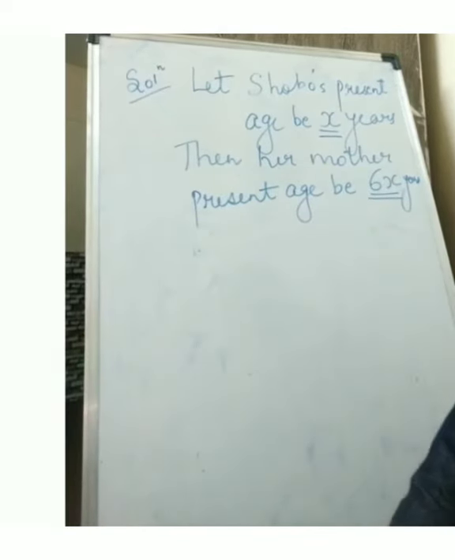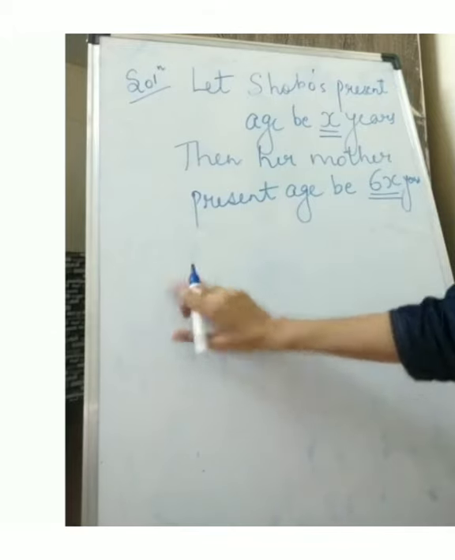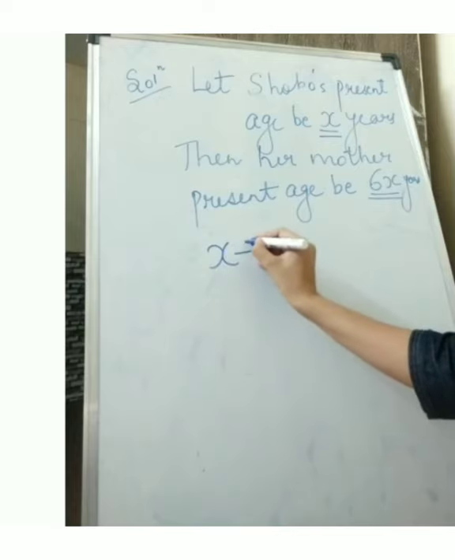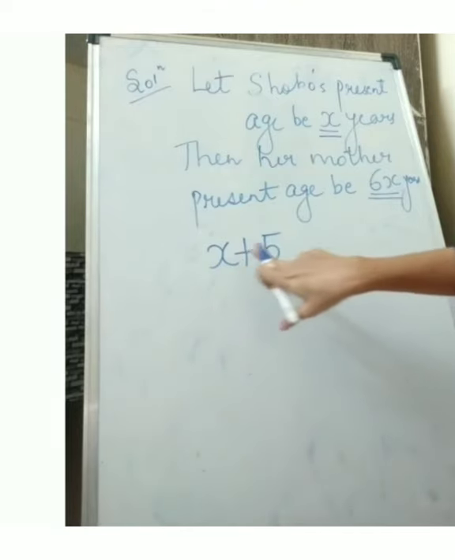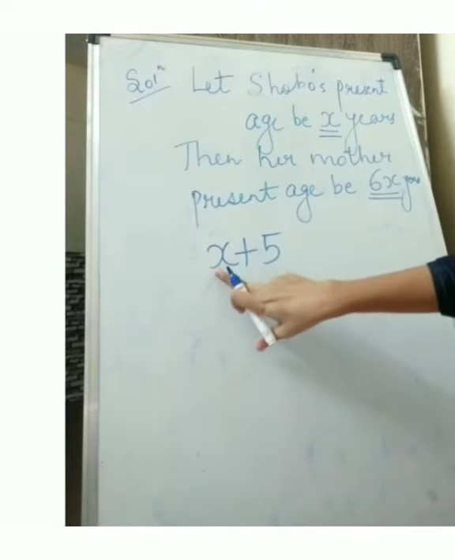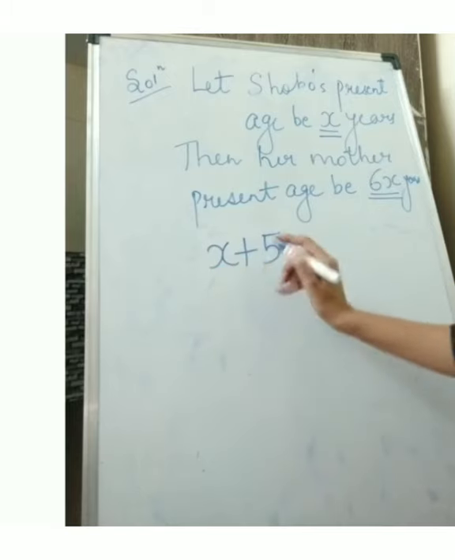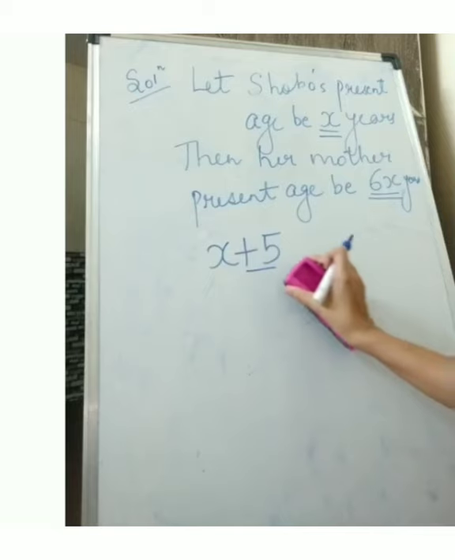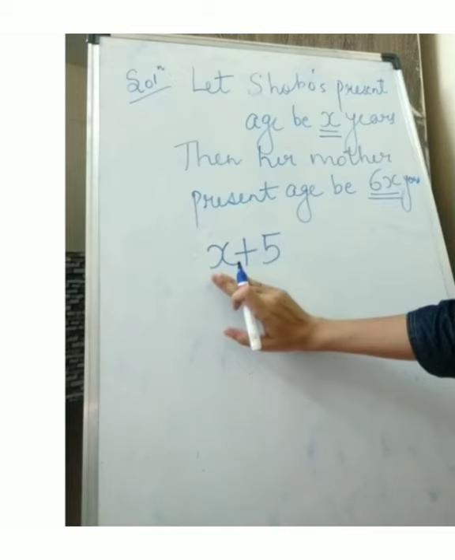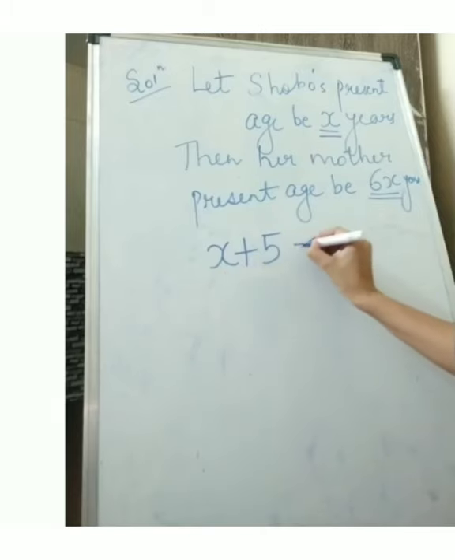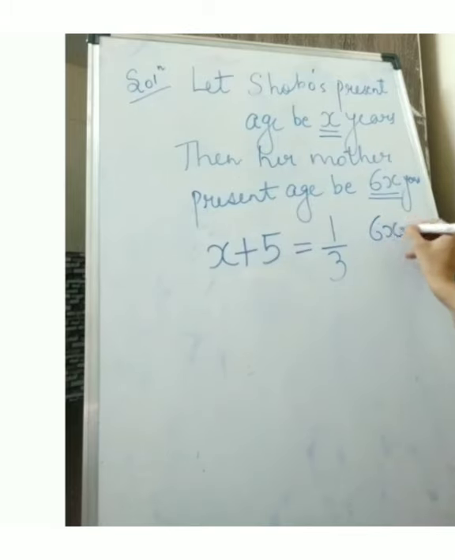Now the next thing, what is given in the question: Shobhu's age 5 years from now. Now Shobhu's age is x. 5 years from now, already I have discussed, suppose if you all are 10 years old, then after 5 years you will become 15. So whatever age Shobhu is, after 5 years I have added plus 5, because we are talking about after 5 years. Shobhu's age 5 years from now will be 1/3 of her mother's present age.